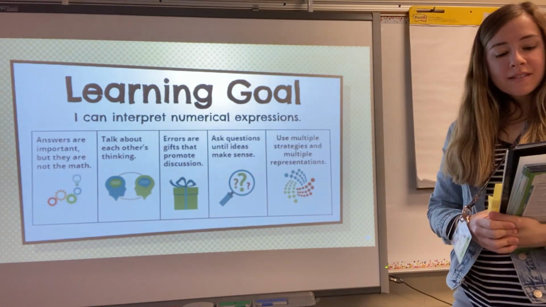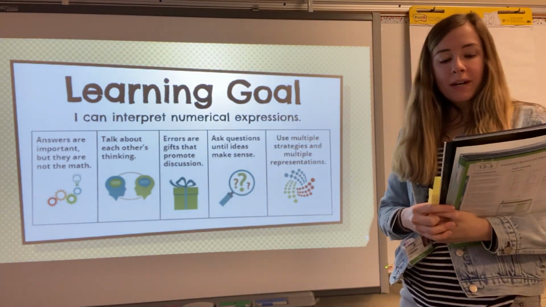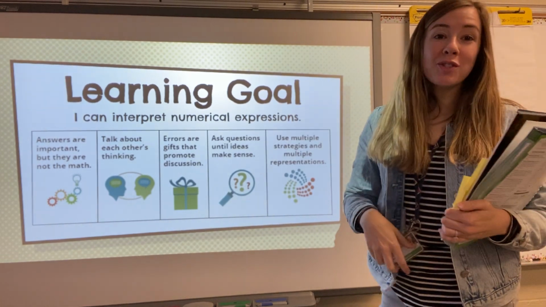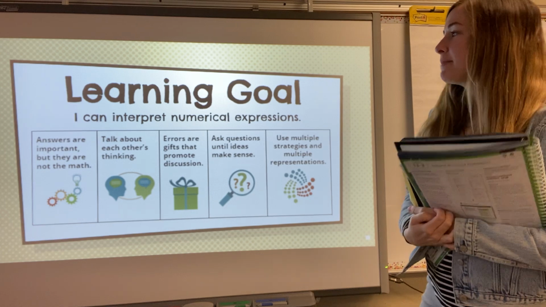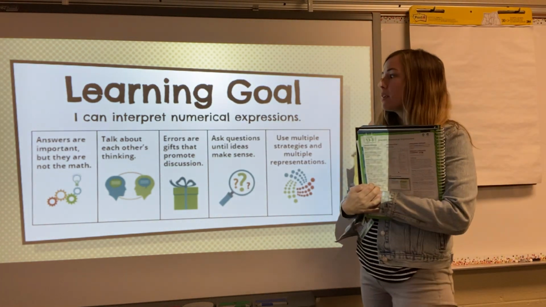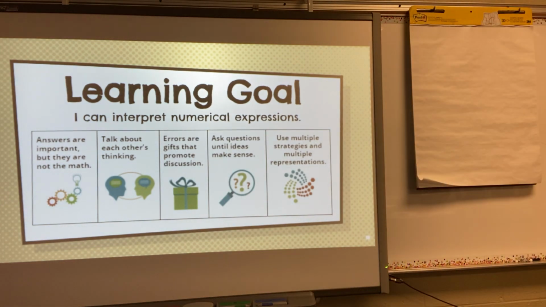Hey boys and girls, we are on lesson 13-3, interpret numerical expressions. You need your workbook, a pencil, scratch paper. Multiplication chart is always good to have next to you. Here's our learning goal. Make sure you read it along with me. I can interpret numerical expressions.